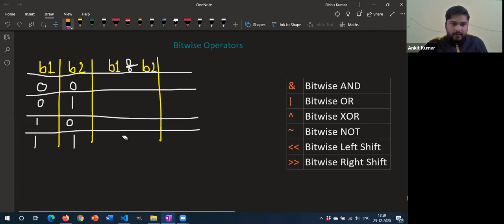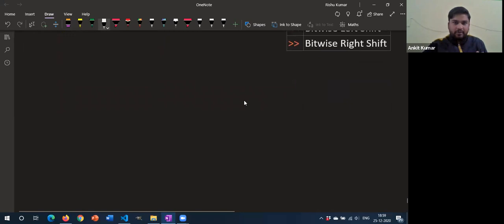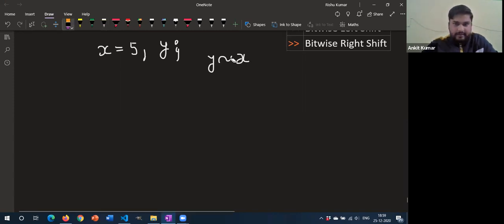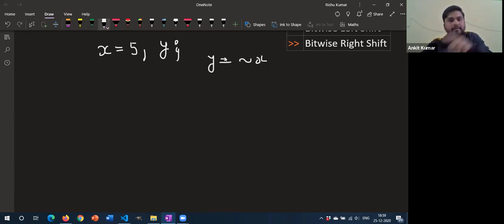Now let us understand the bitwise NOT operator. This is a little bit tricky. So I'll tell you what the bitwise NOT operator is. For that, let us take an example. Let us say that you have a variable x which is equal to 5 and you have a variable y. You want to do a calculation where y is equal to not of x. So you want to store the value in y, but that value should be not of x.